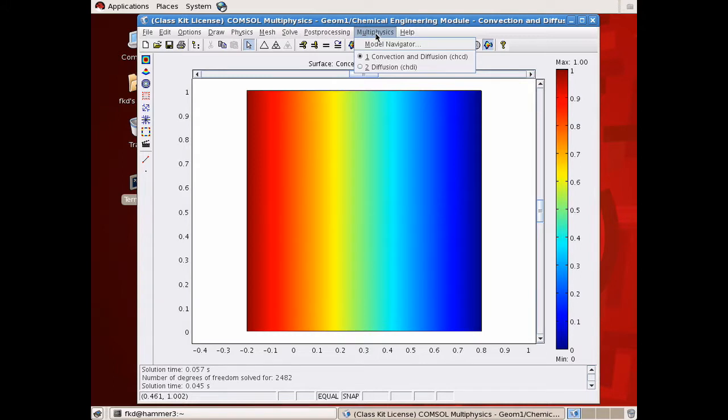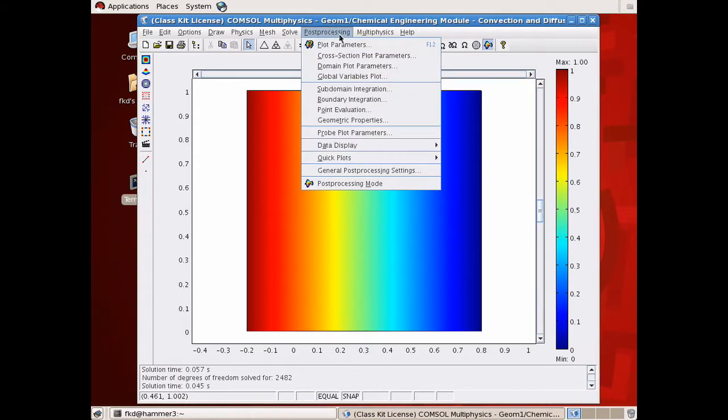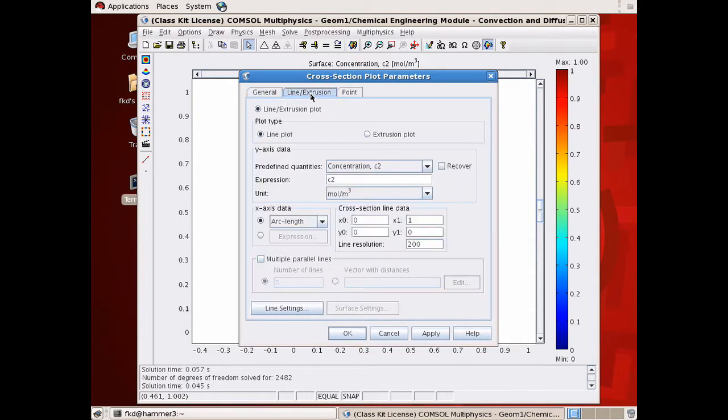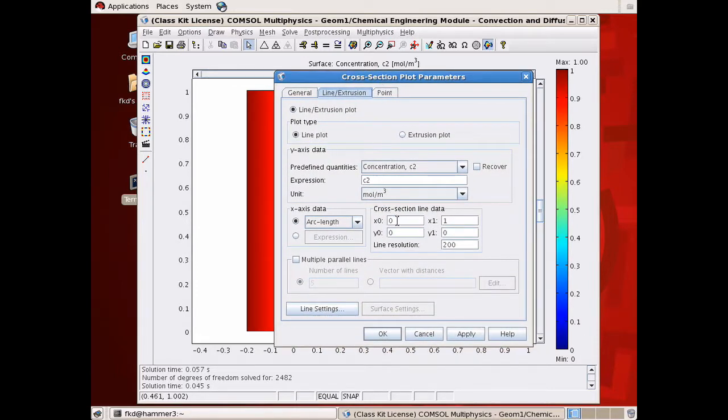I think, right? And if we were to make a cross-section plot across it, then going from x equals minus 0.2 to x equals 0.8. Doesn't really matter where, so long as it's in the domain. I guess it might be better to have it in the middle. Oops, Control V doesn't work. Okay. Apply.